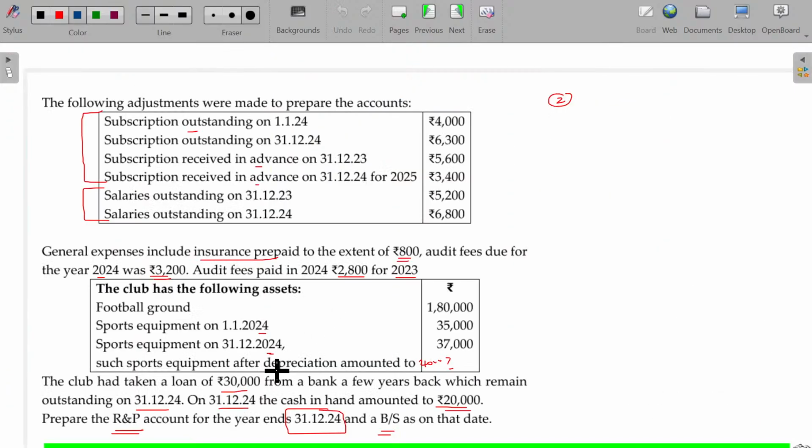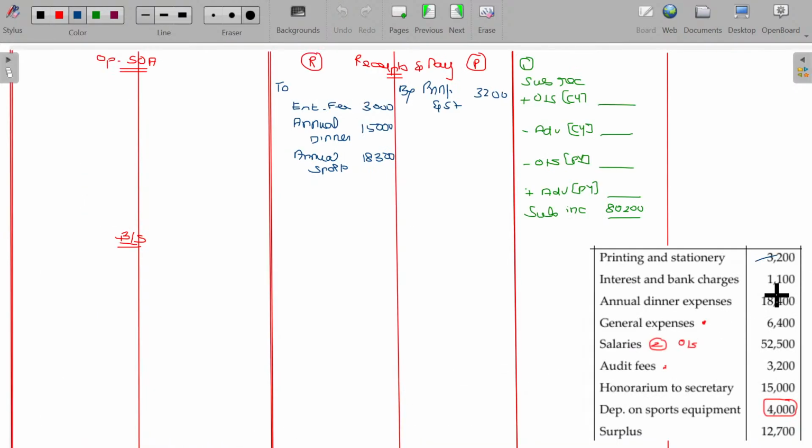We have been given the loan amount here. The club had taken a loan of rupees 30,000 from a bank a few years back, which remains outstanding for the entire year. Do you have any rate of interest given for this loan? No. If any rate of interest were given, then it would be a hidden adjustment, as we don't have any rate of interest. Whatever interest and bank charges you paid will be considered as the final one. So this 1,100 being the expenses, payment side. Interest and bank charges, 1,100.